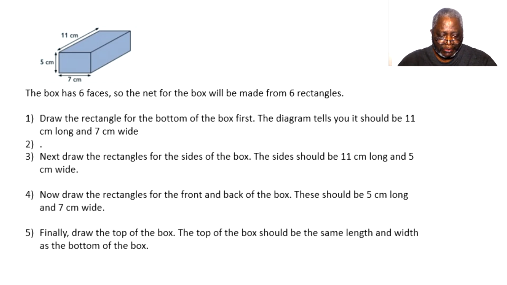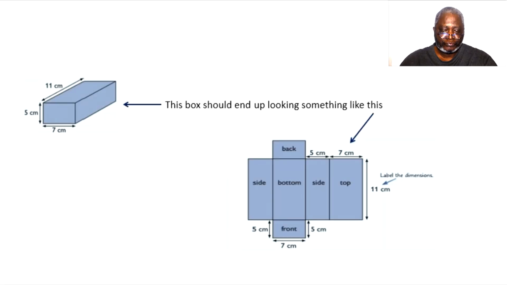Now draw the rectangles for the front and back of the box. This should be 5 centimeters long and 7 centimeters wide. Finally, draw the top of the box. The top of the box should be the same length and width as the bottom of the box. And there you have it. This box should end up looking something like what you see on the right. Study it carefully and see if you can attempt it.